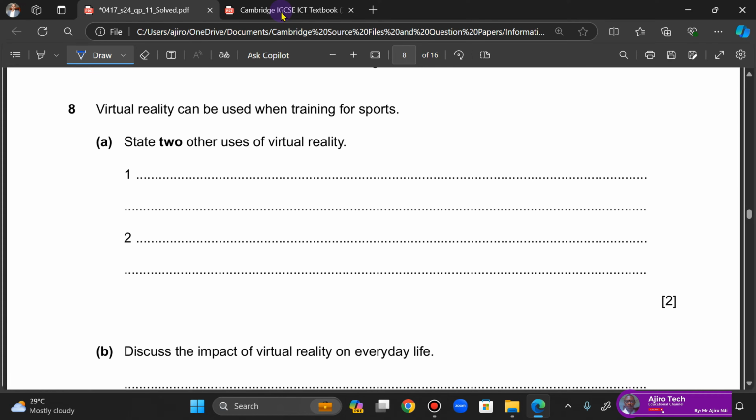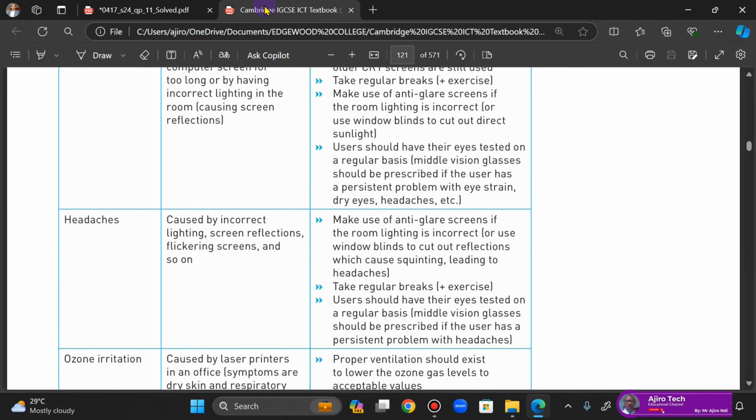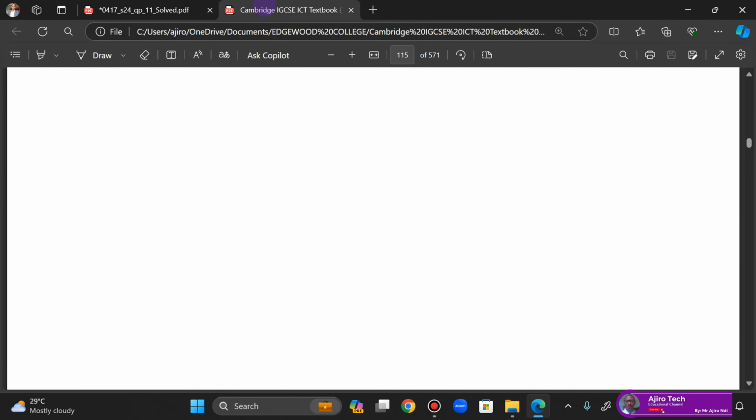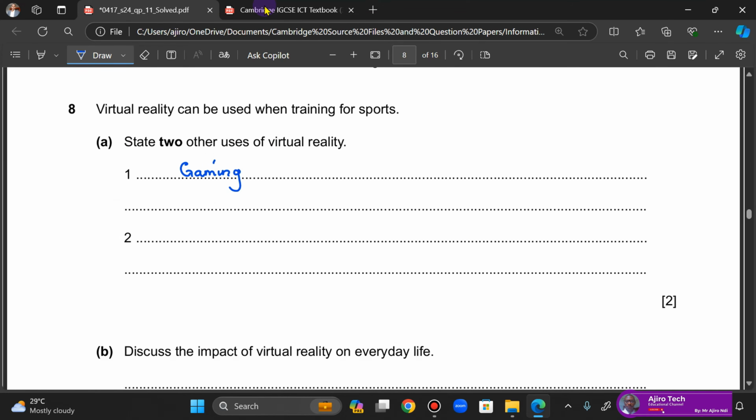Question 8. Virtual reality can be used when training for sports. State two other uses of virtual reality. The first one I can think of is gaming. And another one is, let me check. Of course, this is chapter 1.